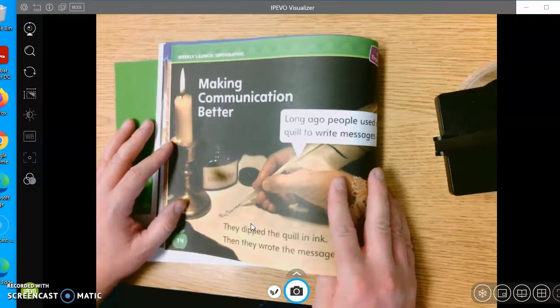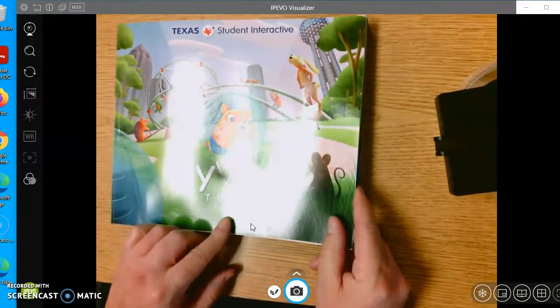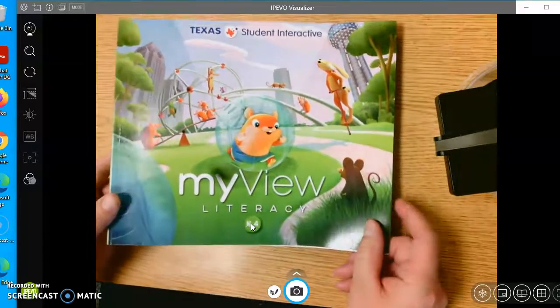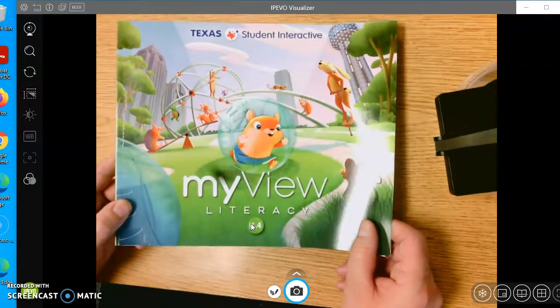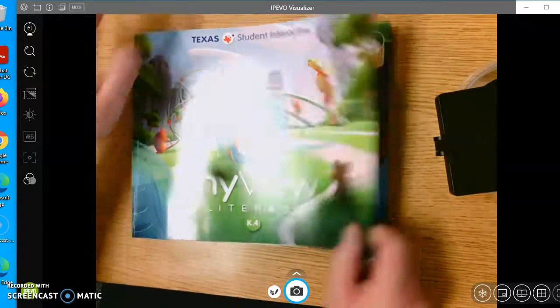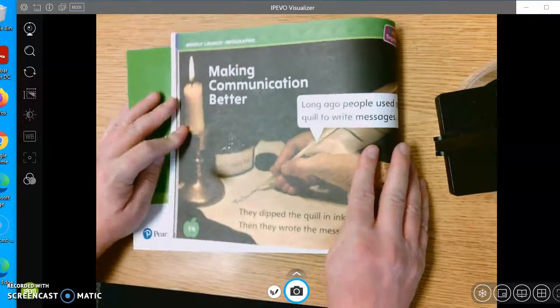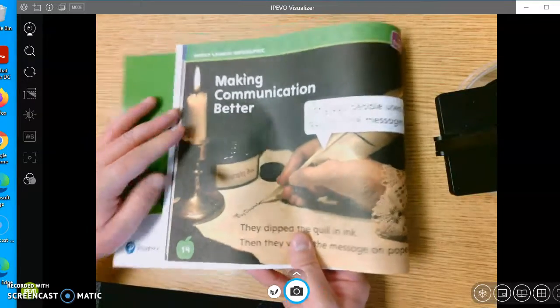Now this week in reading we're starting our new reading book. This is My View K.4. The last one was K.3, this is K.4. So hopefully you have your book, and if not you can still follow along and we can learn together. So if you have your book, we're actually opening to page 14. I'm going to flip it halfway there so you can see the page 14. Okay. So we're opening to page 14.